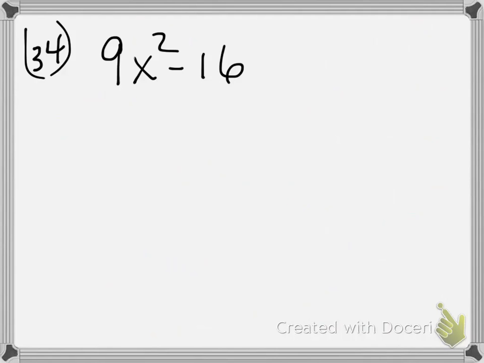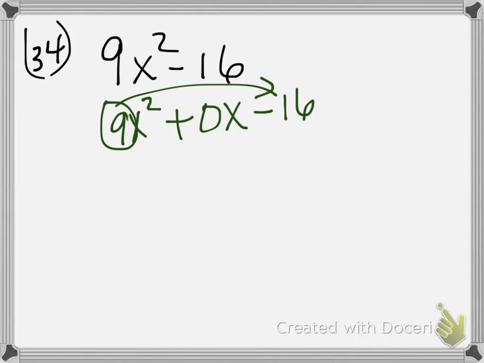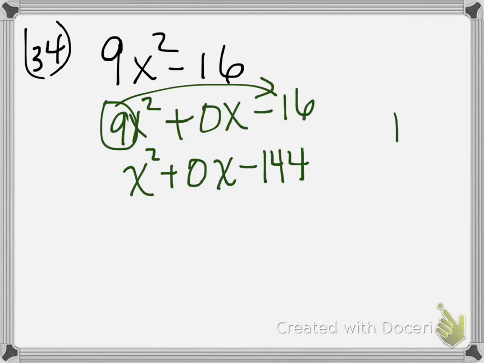Number 34, we're factoring again. So I'm going to first of all write this. I have 9x squared. I'm going to add 0x into the middle, minus 16. I know that I have a number in front of x squared, so I've got to take that number and multiply it to the end. So that's going to give me x squared plus 0x minus 144.